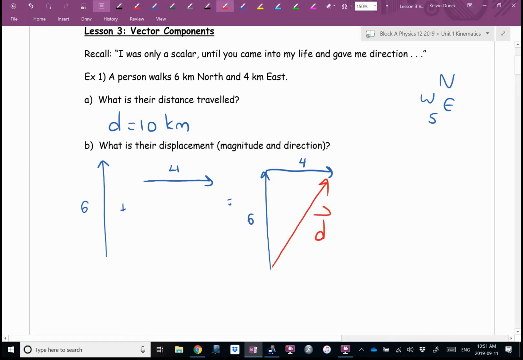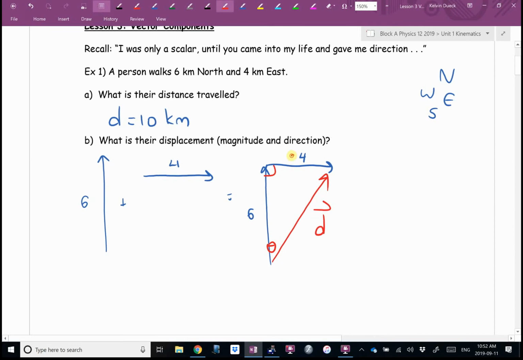Where will the theta go? Top or bottom? Before you go to your calculator, that 4, opposite, adjacent, or hypotenuse? That 6. Here's your challenge. Can you get the magnitude and the direction without writing anything else down, going straight to your calculator? If you can, that's honestly how I would do this in my homework.